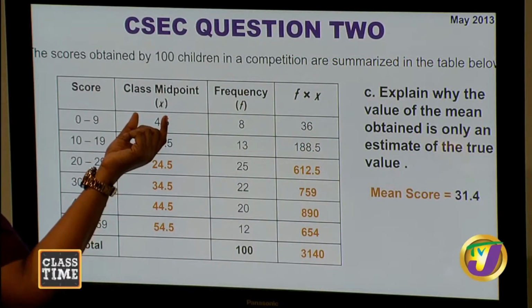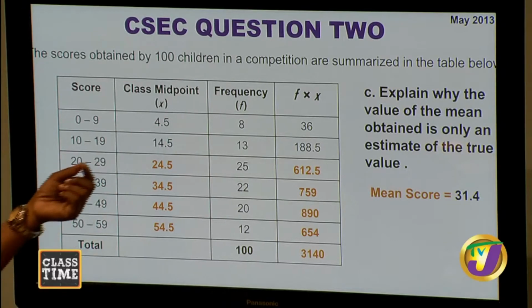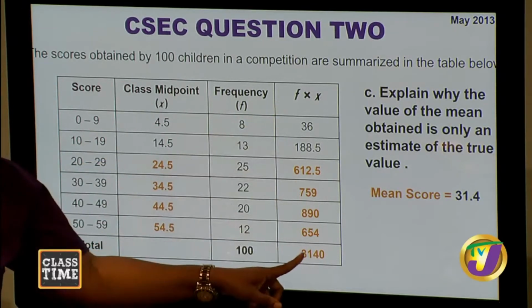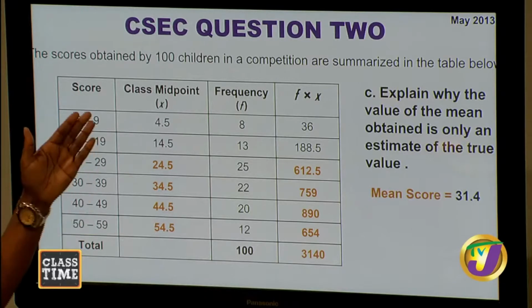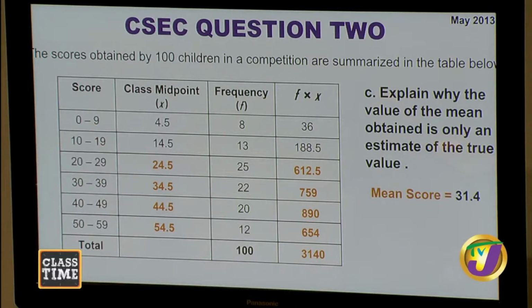So we used 4.5. And as a result of that, the total that we have here of 3,140 is not going to be a true total, an exact total. So it now becomes an estimate of the total. And that's the reason the mean that we obtained is not the true value, but an estimate. Because we don't know. Basically. You want to add anything?